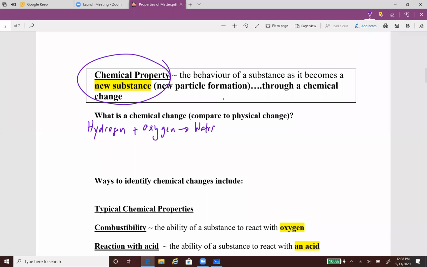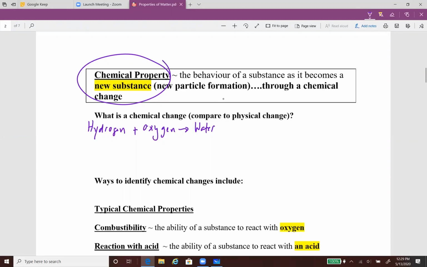In this case here, you're creating a new particle. The hydrogen particle, the oxygen particle, and the water particle, they're different, right? The water particle is different. It's a new particle that you are making when you have a chemical change. Whereas in a physical change, what I'm doing is I'm just taking the same particle.